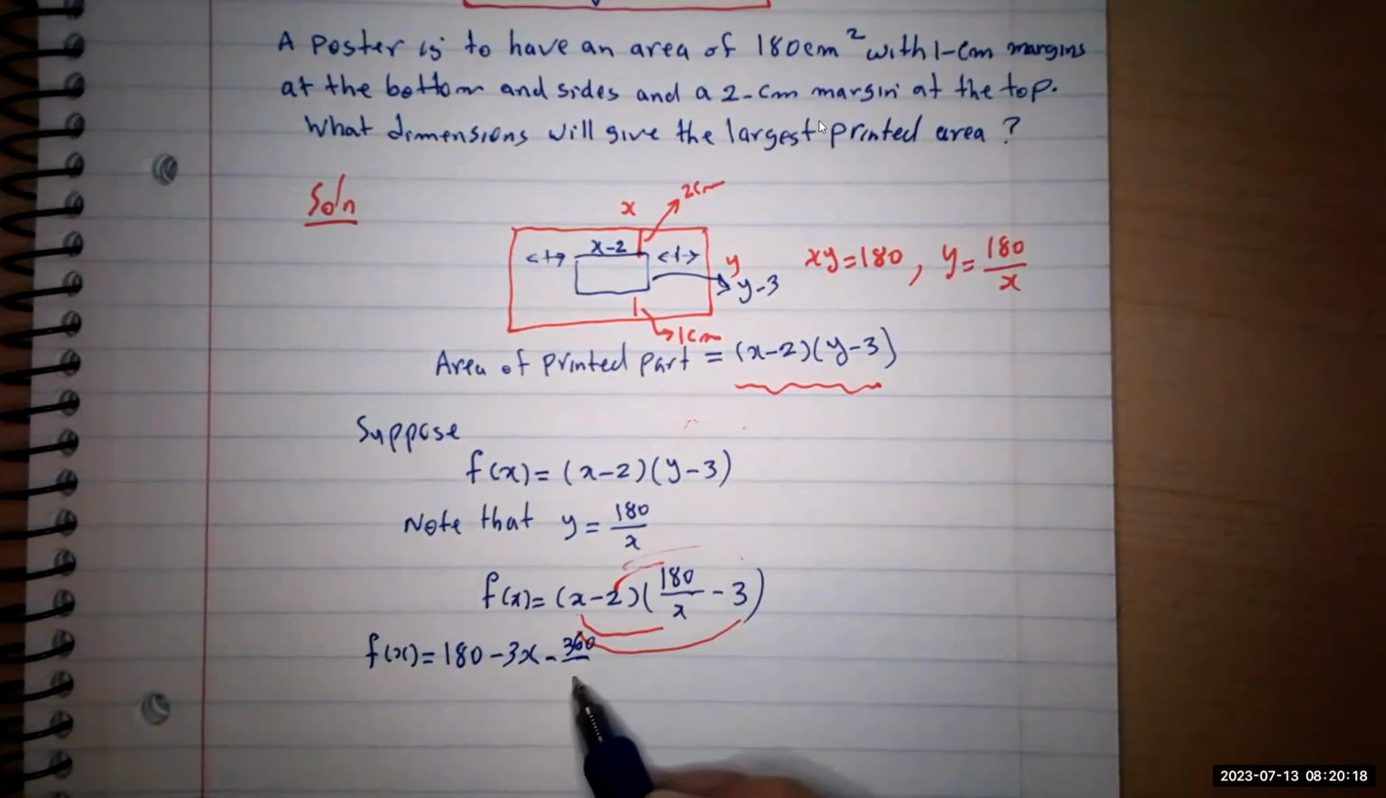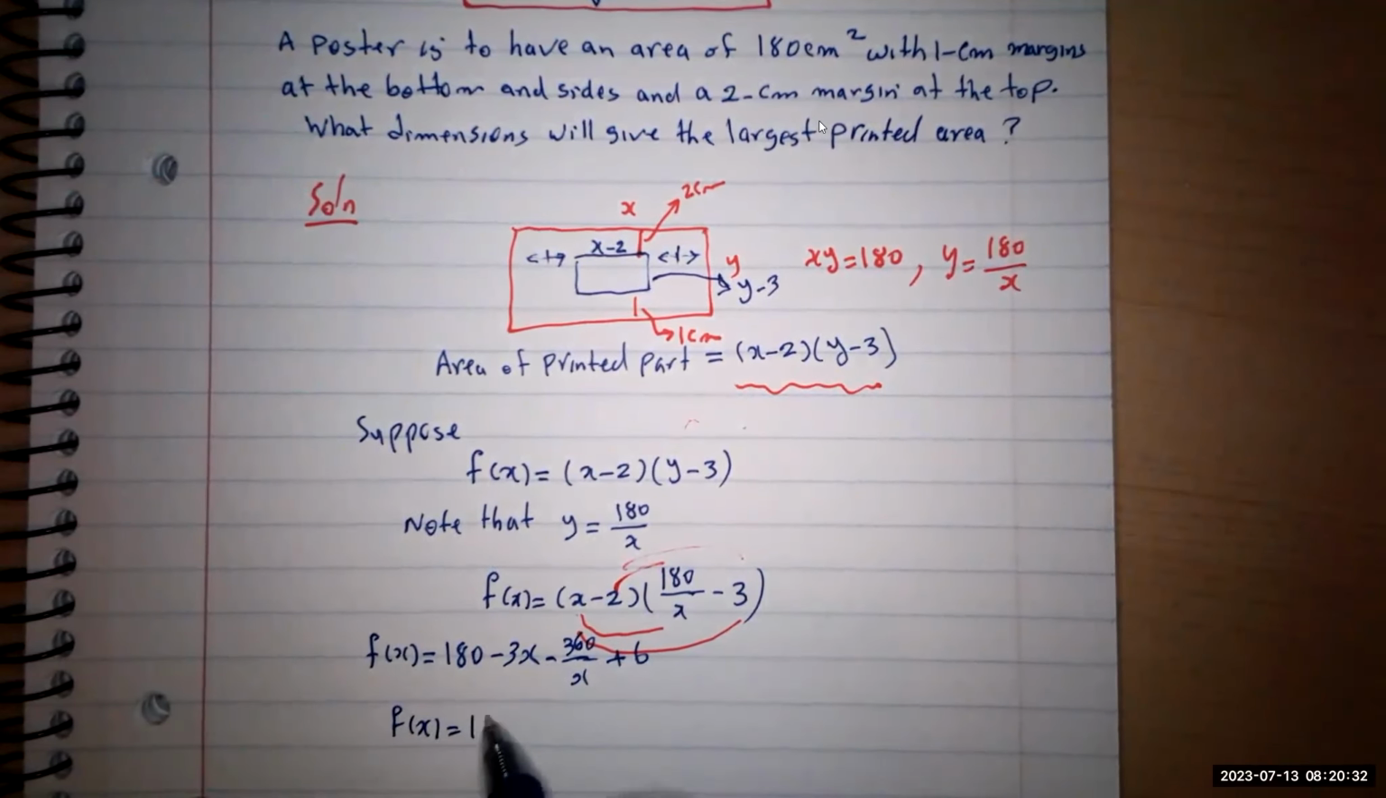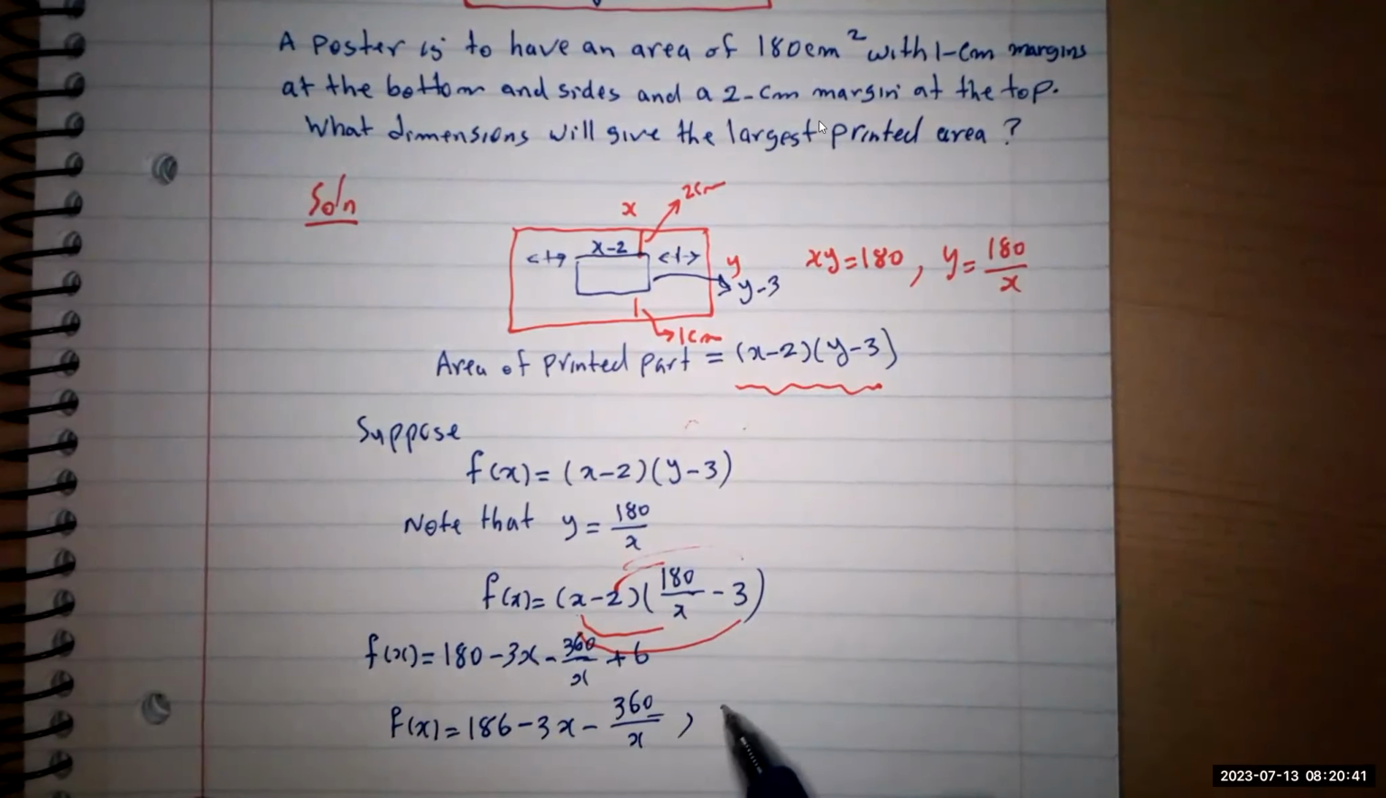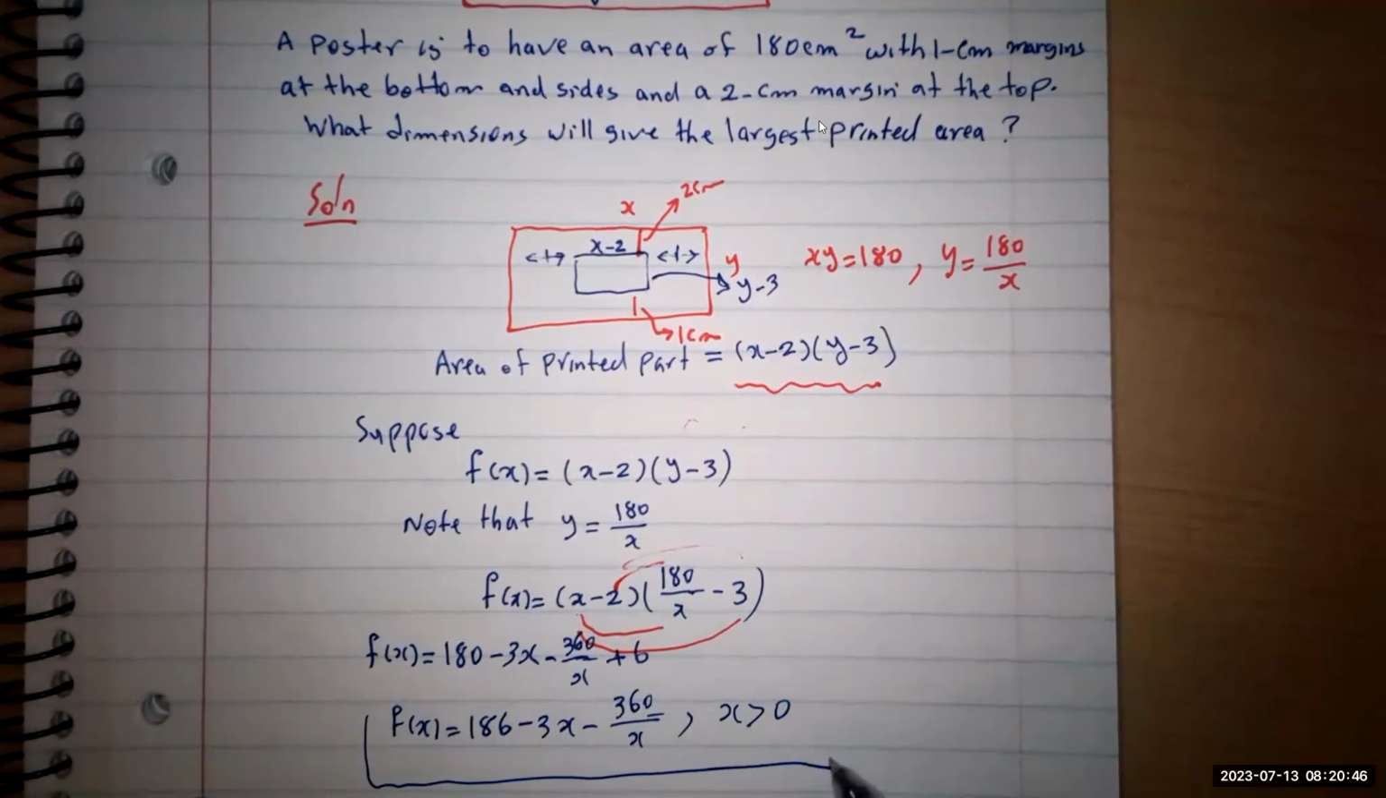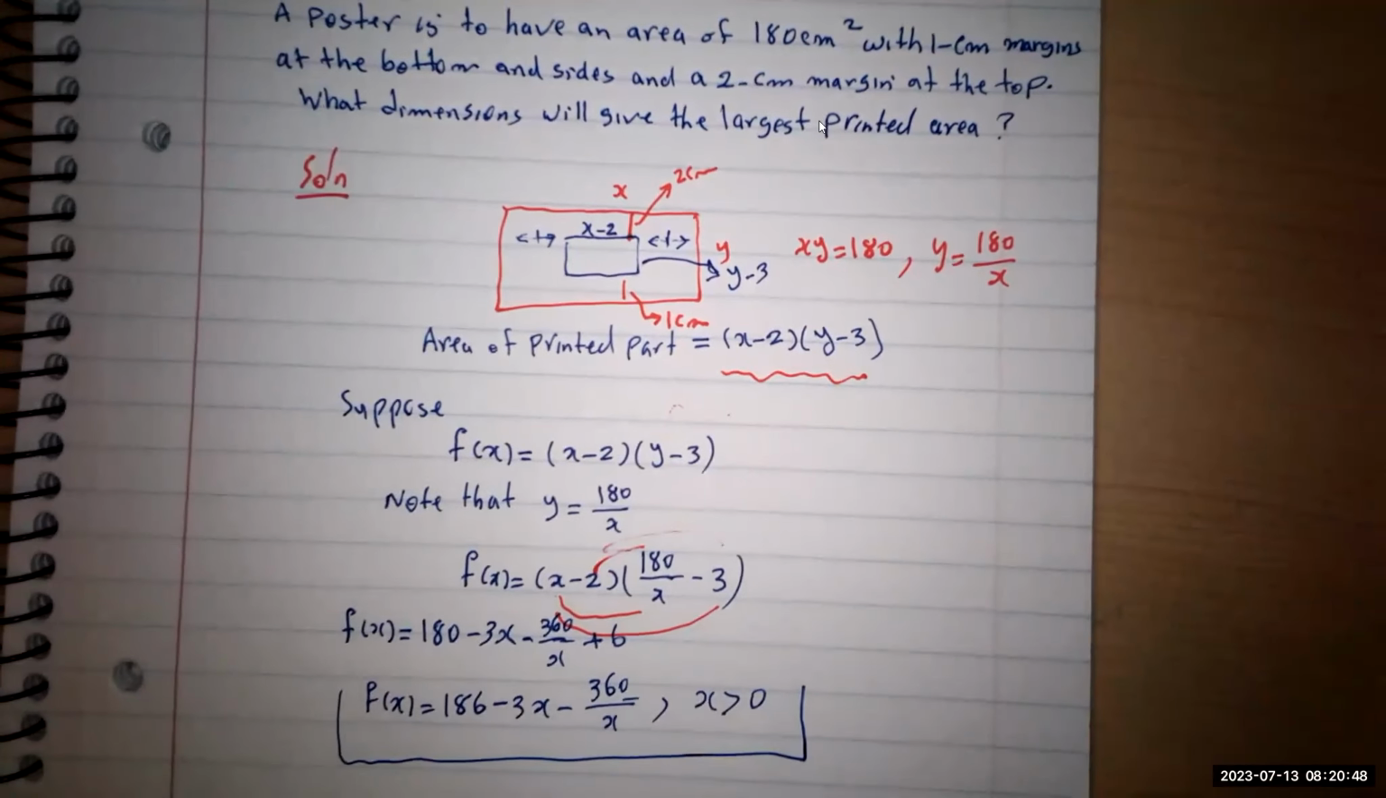Okay, 360 over x. And then negative would be positive, so that gives a positive 6. You combine the like terms, 180 and 6 and 1. So it's going to be f of x equal to 186 minus 3x minus 360 over x, with the condition that x be positive because x is a dimension. This is going to be the function that you have to provide to be able to continue to do the job. Any question?